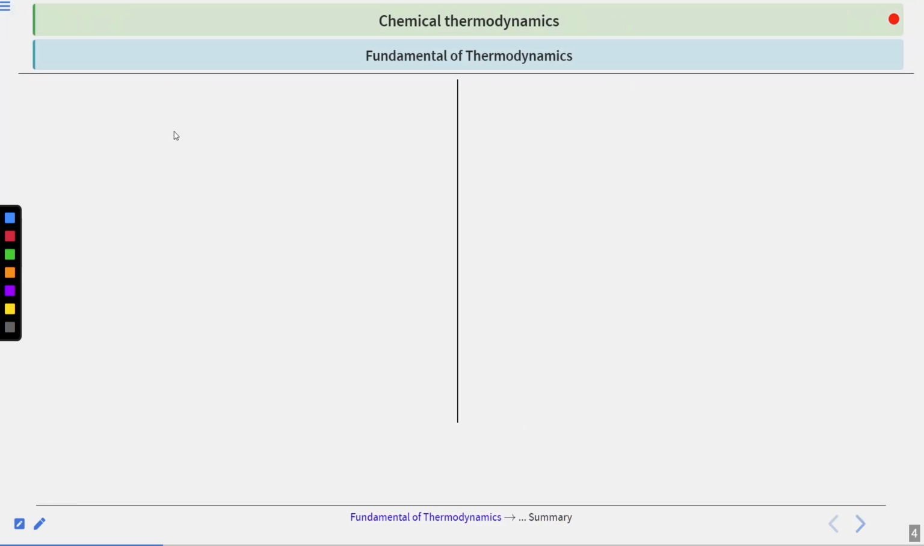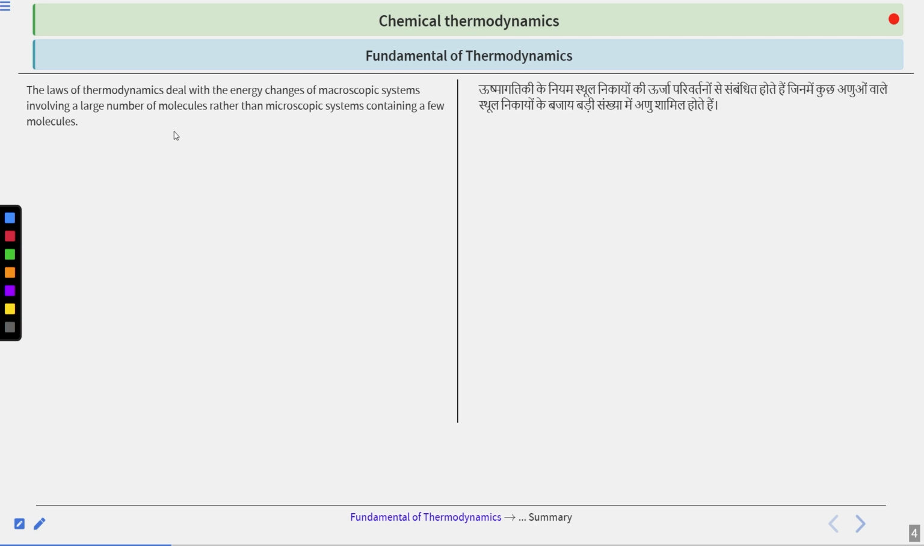The first topic is fundamentals of thermodynamics. The laws of thermodynamics deal with the energy change of macroscopic systems involving a large number of molecules rather than microscopic systems containing few molecules.